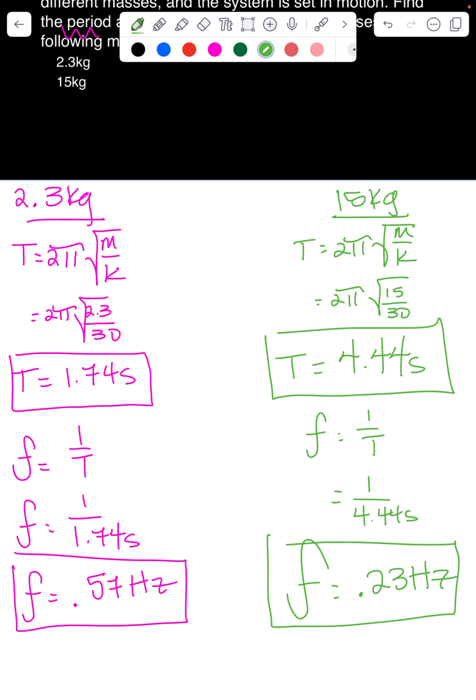If we look at that, we see that the larger period, that 4.4 seconds that came from the larger mass, has a smaller frequency. And the smaller, shorter period has a larger frequency. So we can see that inverse relationship happening here.